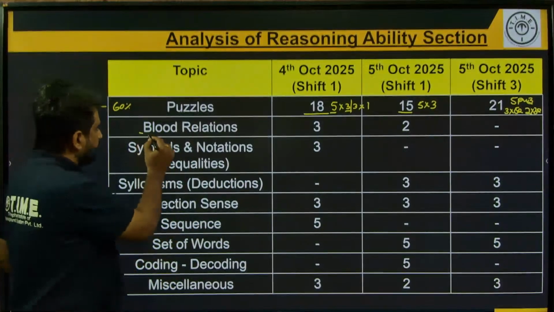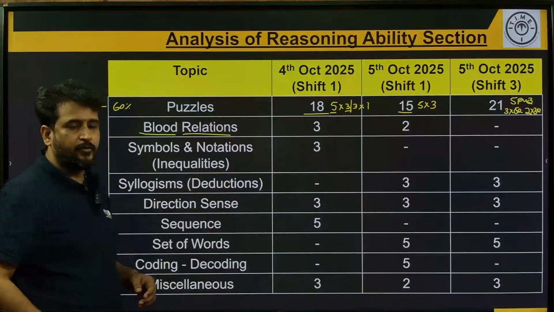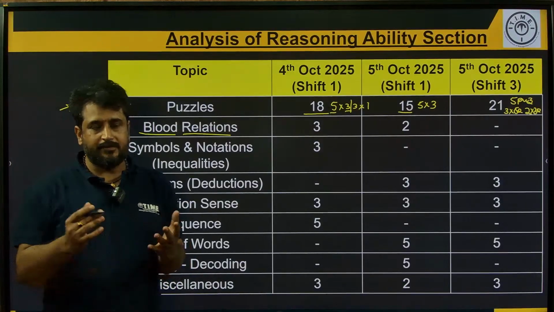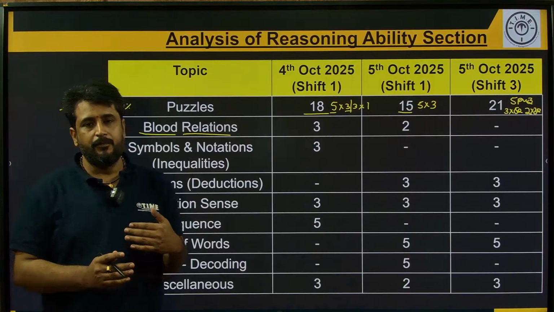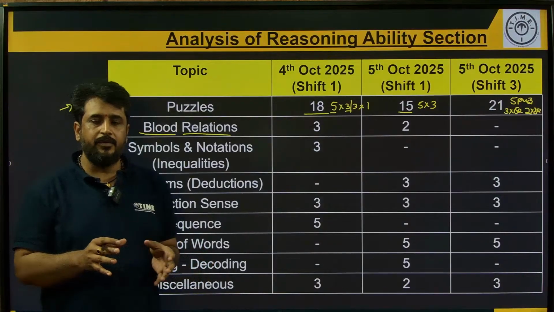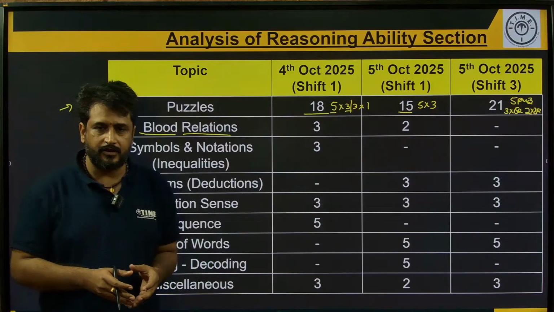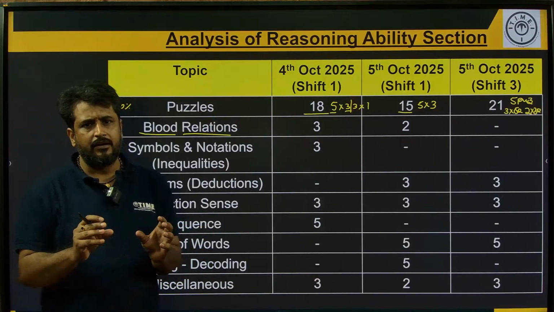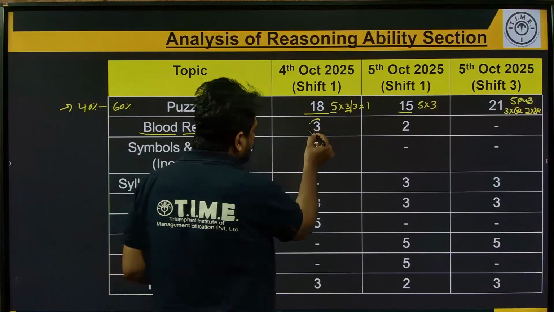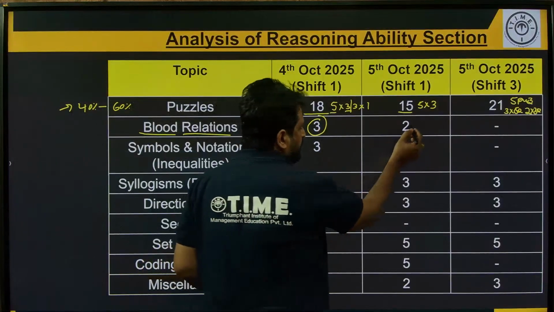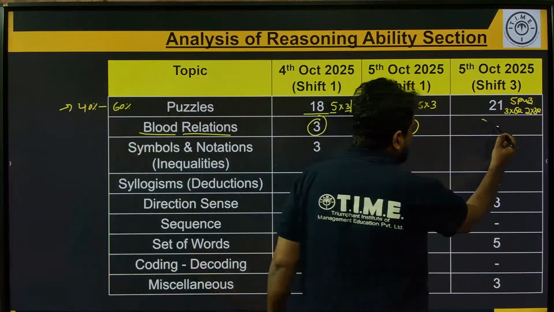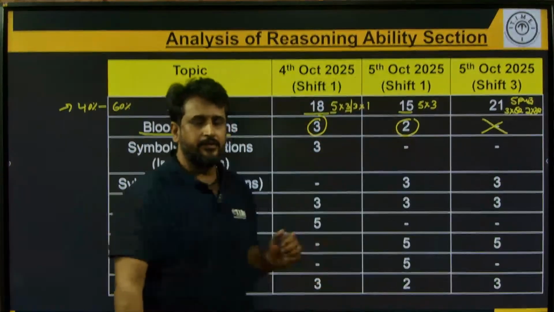And blood relations. A traditional blood relations model was given, like multiple persons: A is the father of B, B is the grandfather of C, C is a sibling of D, and A is the brother-in-law of C. Only this kind of technical terms are used, and no new surprises, and students are easily able to crack. And these blood relations were given in 2 slots, 4th October 2025 and 5th October 2025 shift 1, and we don't have them in 5th October 2025 shift 3.